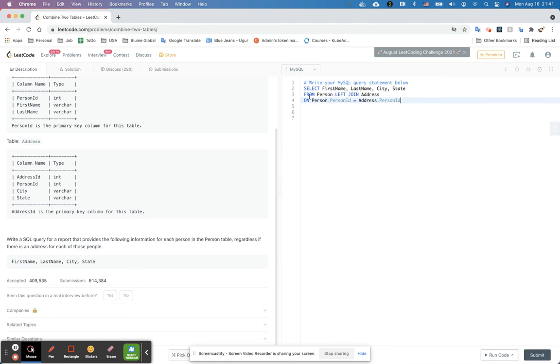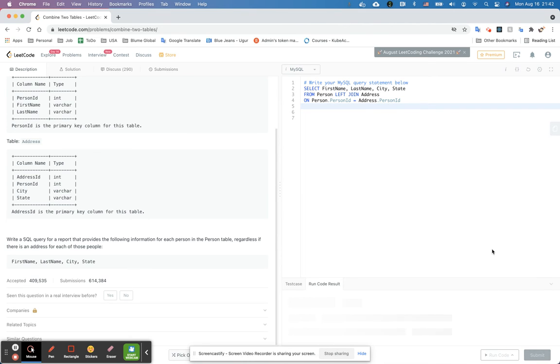Okay, so the problem here is getting all the data from person, which is the first table, and then this is the left join, which means get all of the left table and join it with the address table. So just check it first.